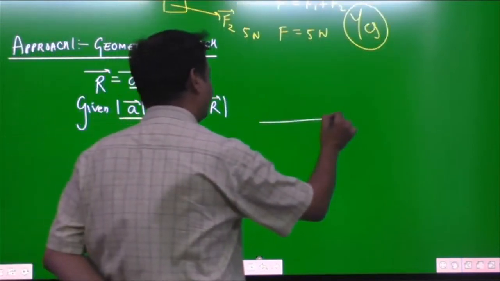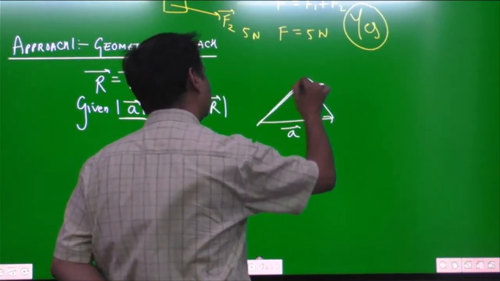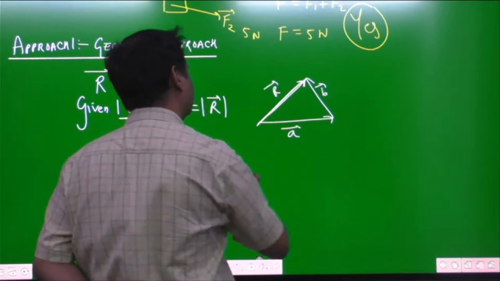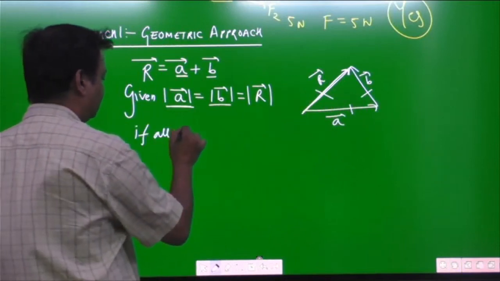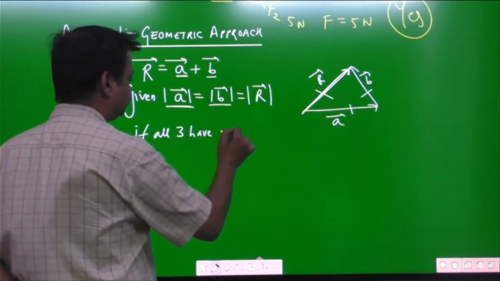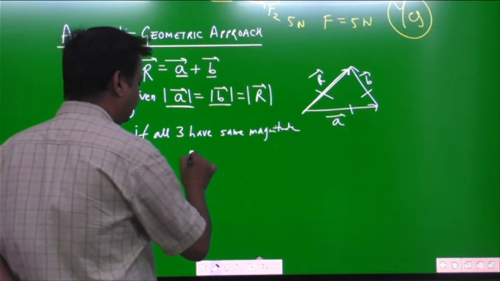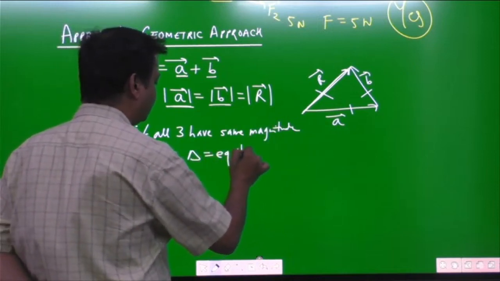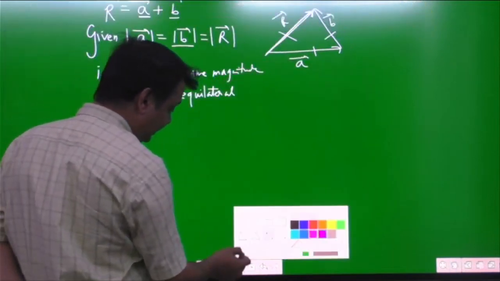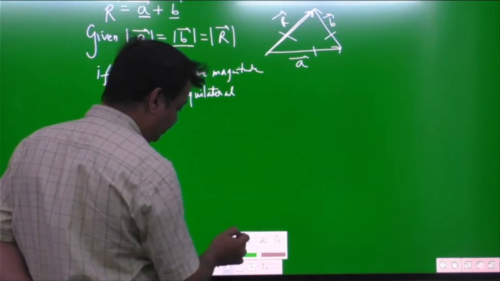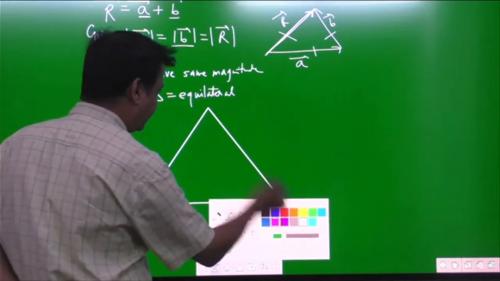Now we know the triangle law says if you're adding vectors, the two are made by the adjacent sides of the triangle in the same order, and the third is made by the opposite side of the triangle. Now if all three have the same magnitude, then the triangle will be what? You will say equilateral, correct? Because all three lengths will be the same. Length denotes the magnitude. So if all three have the same magnitude, the triangle will be equilateral.